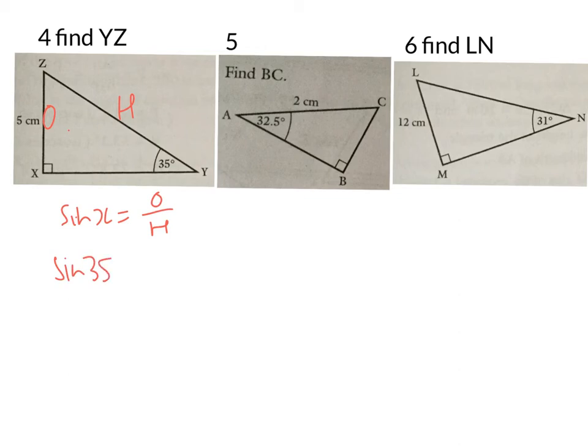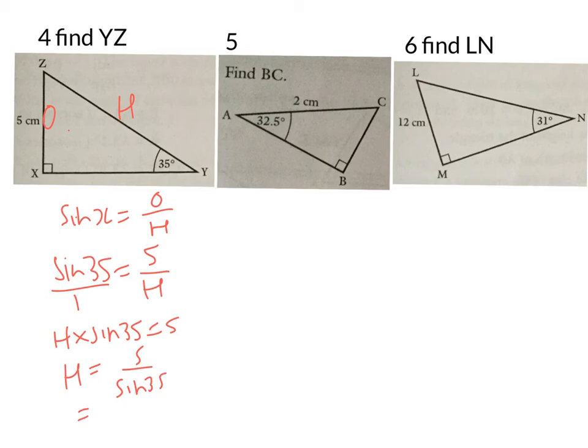X is the angle, 35. Opposite is 5. Hypotenuse we don't know. We cross multiply and we get H times sine 35 equals 5. So H equals 5 over sine 35 and that gives 8.72.